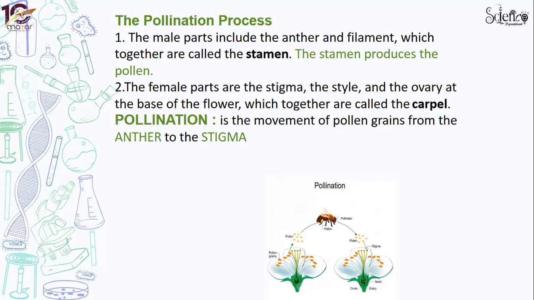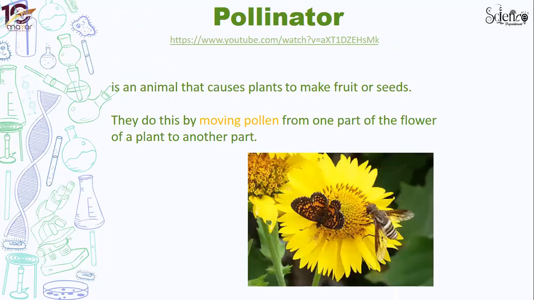They are made in the male part, which is the anther. They are going to move to the female part, which is the sticky stigma. Sticky stigma. So, for pollination, I need pollinators. Pollinators can be insects, birds, wind. Okay? So, pollinators are animals that cause the plant to make fruits or seeds. How? By moving pollens from one flower to another, or from the same male part to the same female part.